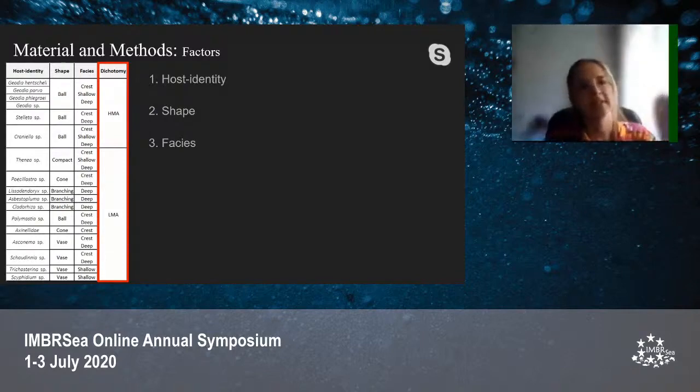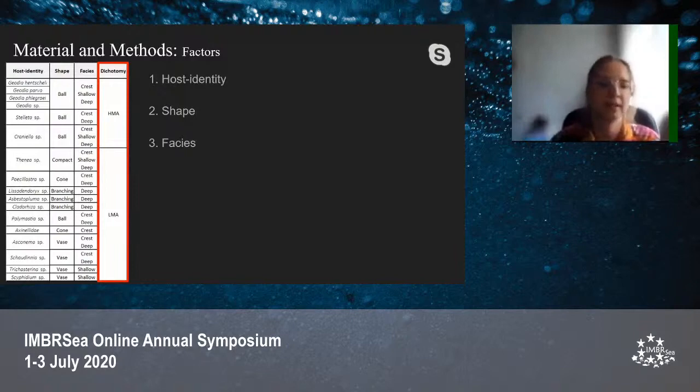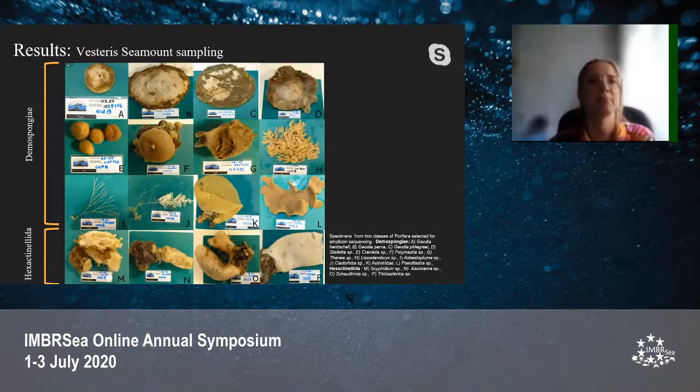Some host identities were assigned to one of the groups based on previous literature, and some I assigned myself according to the NMDS and heat map graphs using a published technique. I'd like to start my results part by showing you photos of the different host identities that were analyzed.